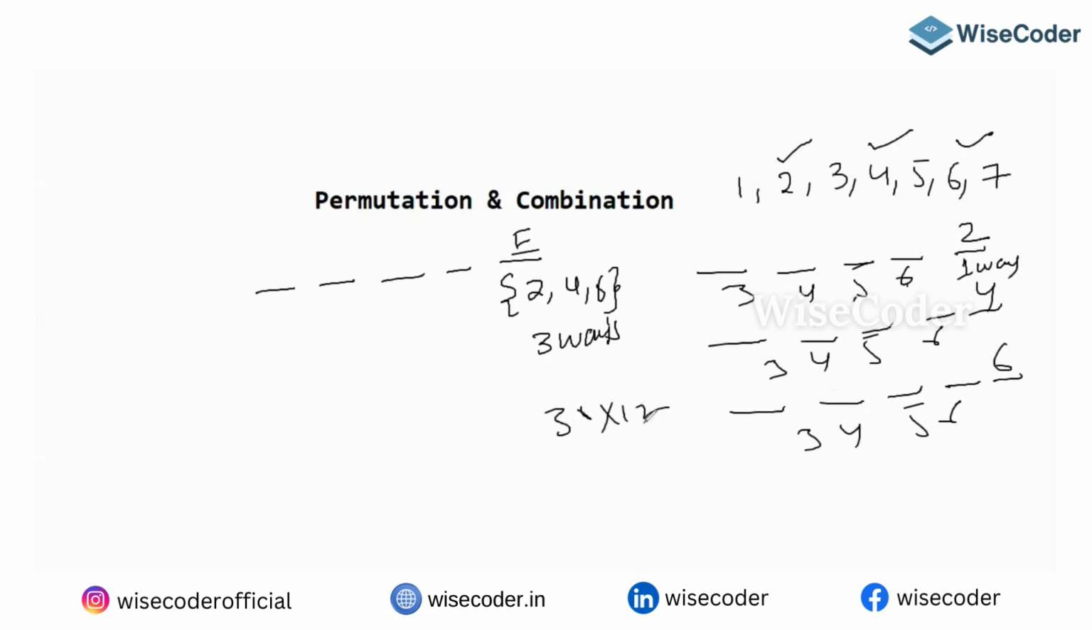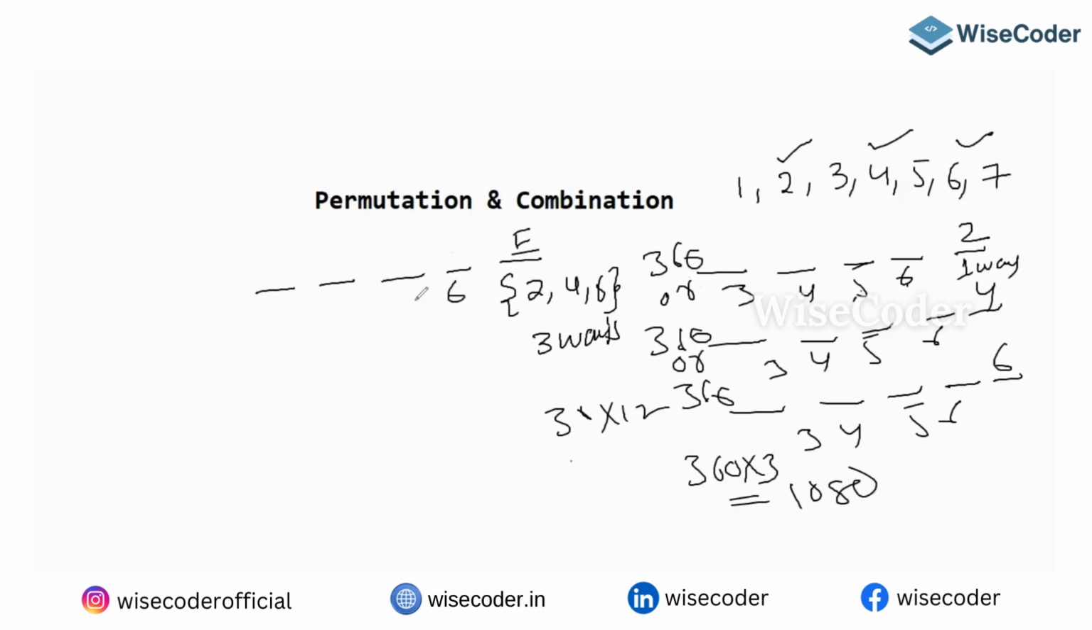6 5s are 30. 30 into 12. That's it, right? 6 5s are 30. 4 3s are 12. 12 3s are 360. So this is 360. This is also 360. This is also 360. So 360 into 3, what will that give you? 1080. That's what I am doing here.